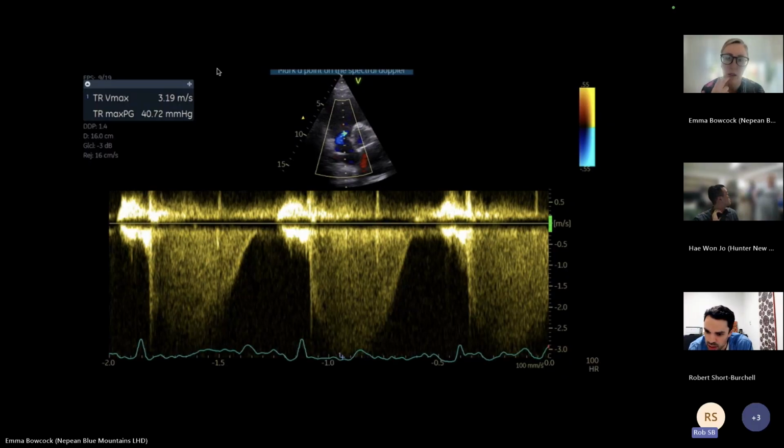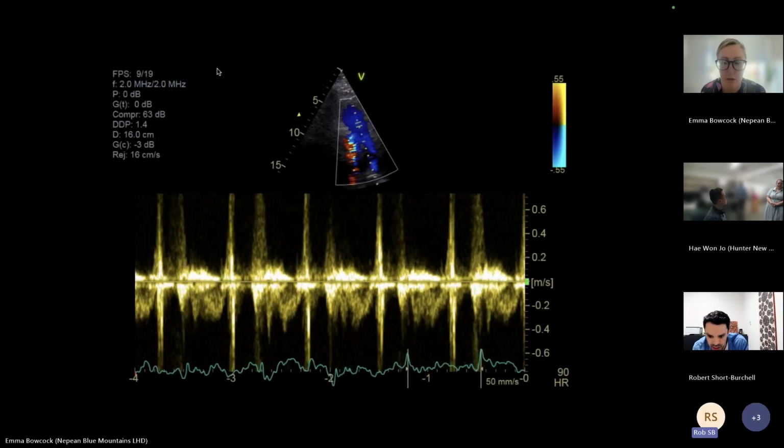This is continuous Doppler across the tricuspid valve. The pressure gradient has been evaluated as 40, and I think that's an accurate measurement based on the Doppler trace. So 40 plus right atrial pressure, it's going to be elevated. With elevated right-sided pressures, it'd be good to look at the IVC if this is a spontaneously breathing patient.